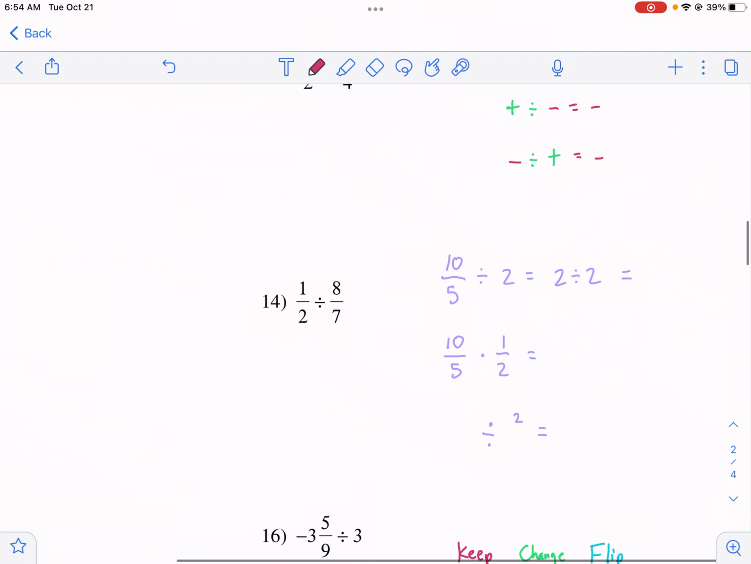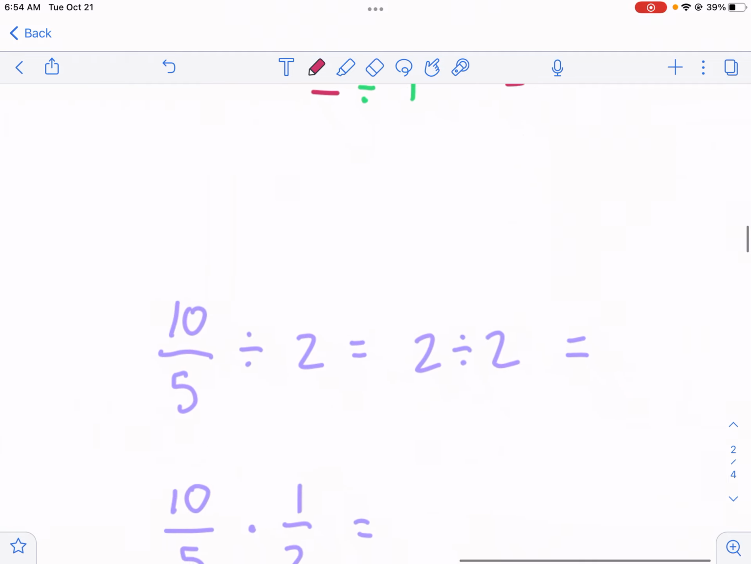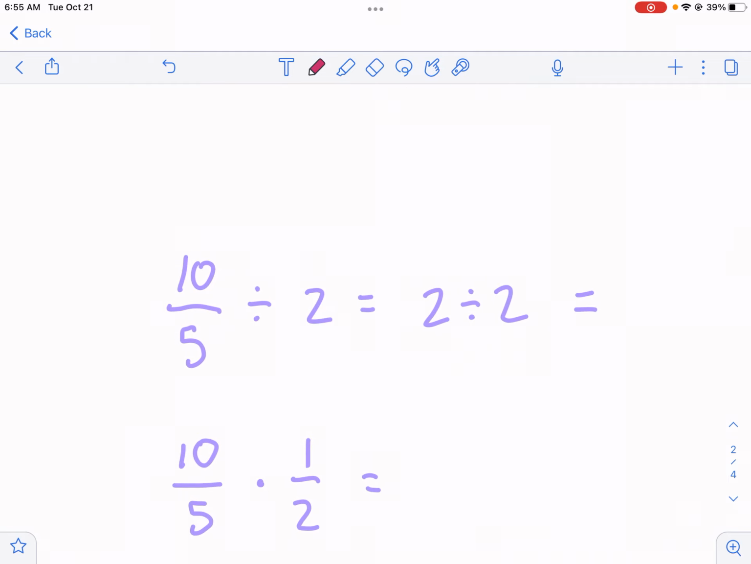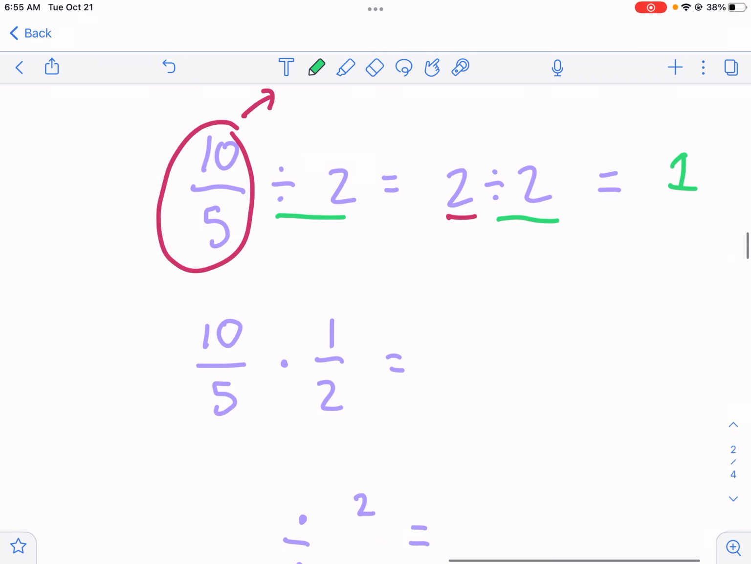Now, here's the second step. It's different from multiplication, right? So how is it different? Let's take a look at 10 over 5 divided by 2. Well, first off, we know that 10 over 5 is equal to 2, okay? So that's why I put this 2 right there. And then we have this part divided by 2. So we know that this answer should give us 1, right? 10 over 5 is 2 wholes, divided by 2. 2 divided by 2 is just 1, okay? So we know our answer should be 1.